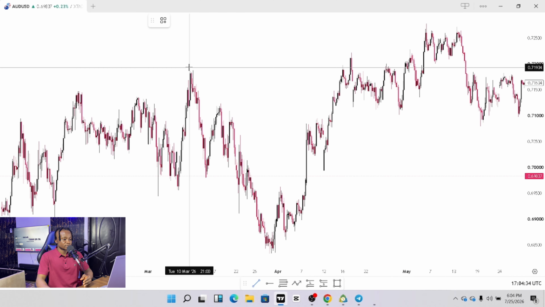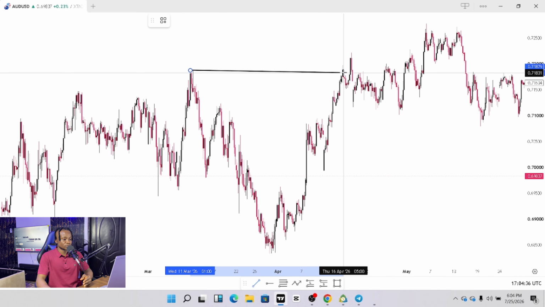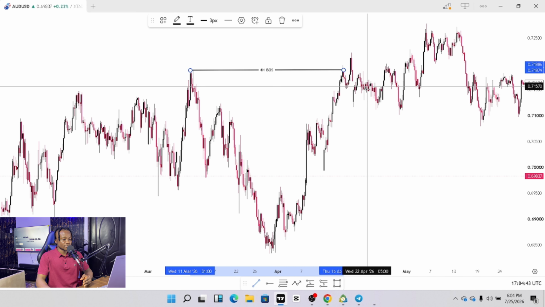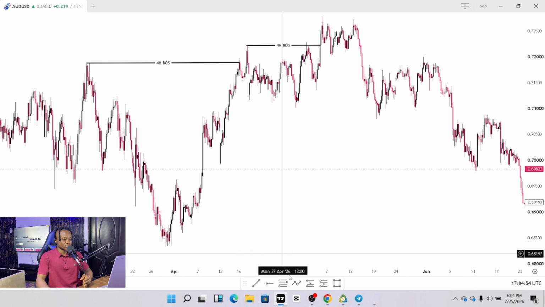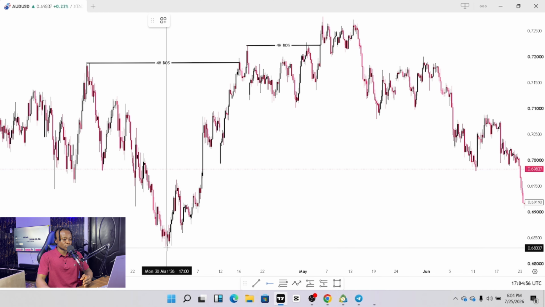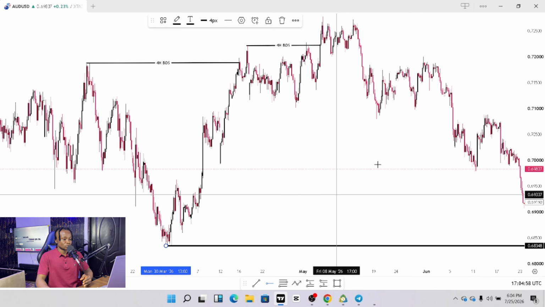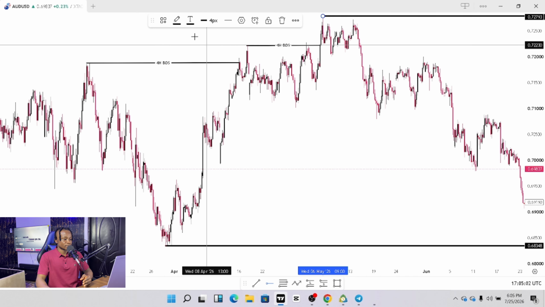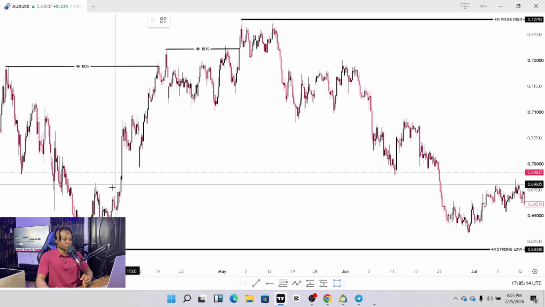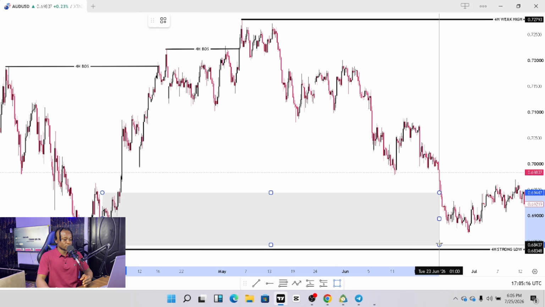So if I mark it here to be a break of structure, and it created another break of structure here, then when this break of structure happened, this low became our strong low, and this high becomes our weak high. Then this is our demand zone.